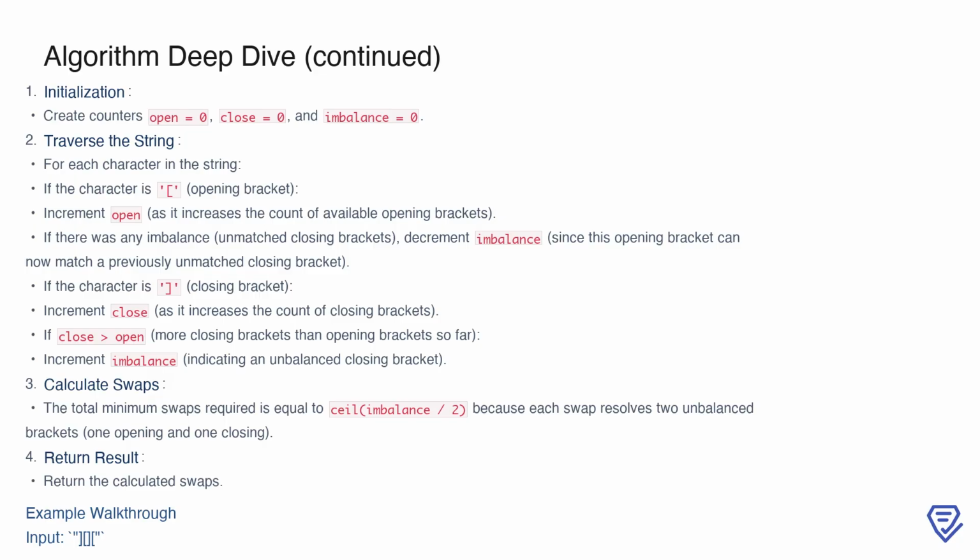Once the traversal is complete, the total number of swaps required to balance the string is calculated as the ceiling of half the imbalance, because each swap resolves two unbalanced brackets, one opening and one closing. Finally, we return the result as the minimum swaps required.